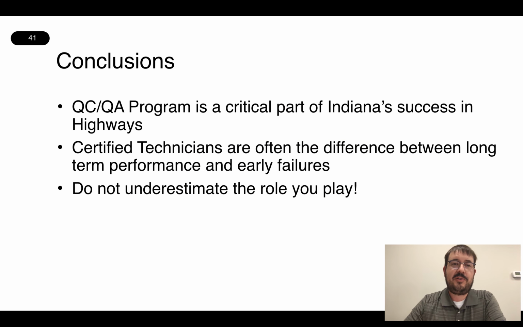The QC/QA program is a critical part of that success. And top qualified, top certified technicians are typically and often the difference between long-term performance and early failure. So I encourage everyone listening that participates in these programs, please do not ever underestimate the role you play in this grand scheme of building top quality roadways.